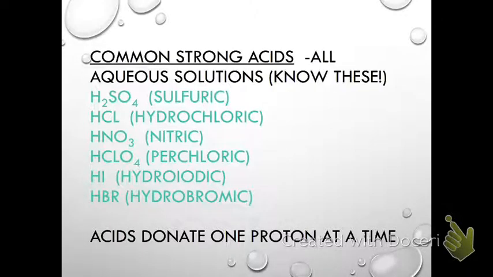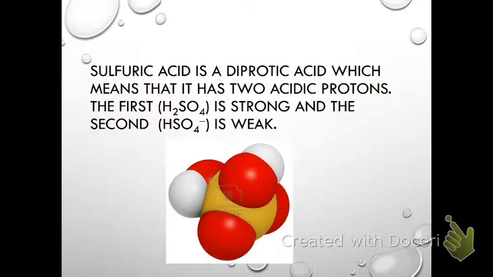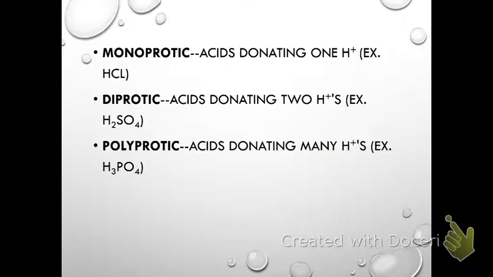Sulfuric acid is a diprotic acid, which means that it has two acidic protons. The first, H2SO4, is strong. The second, HSO4-, is weak. So the first dissociation is a strong dissociation. The second one is weak. So we have monoprotic, diprotic, and polyprotic acids. That's pretty self-explanatory. Mono means it donates one hydrogen, for example, HCl. Diprotic has 2 to give, H2SO4, and polyprotic has 3, which is H3PO4, meaning it can dissociate 3 different times.